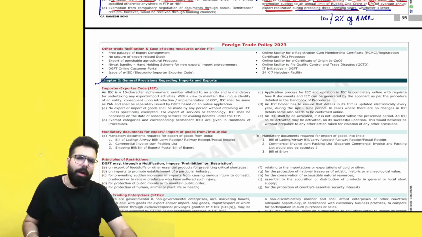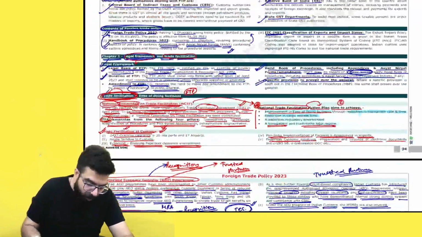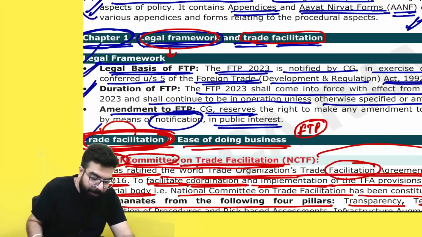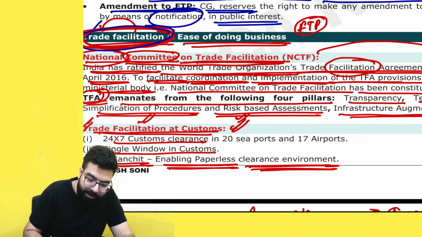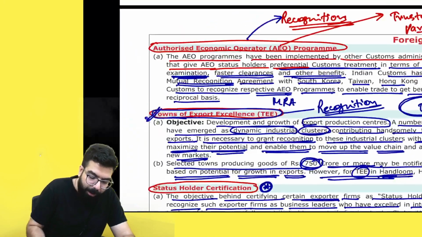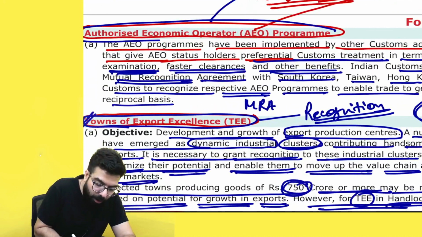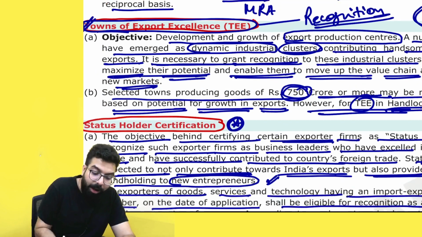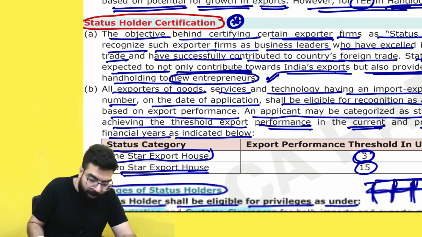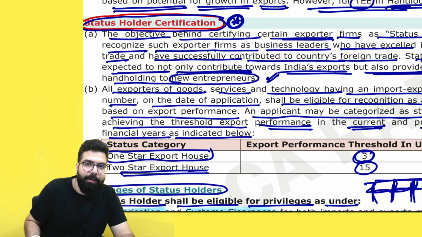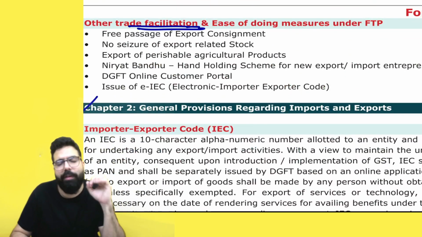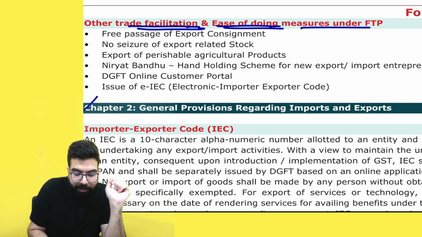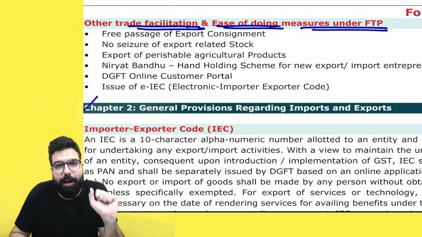Next. Now, in the first chapter, we are still learning the first chapter. In the first chapter we learned about the legal framework. We learned about the various trade facilitation measures. Number 1, the National Committee for Trade Facilitation has been constituted. Number 2, recognition is being given: Authorized Economic Operator recognition, Towns of Export Excellence has been recognized, Status holder recognition has been given. Other than that, there are many other trade facilitation and ease of doing business measures which are being implemented under the foreign trade policy.